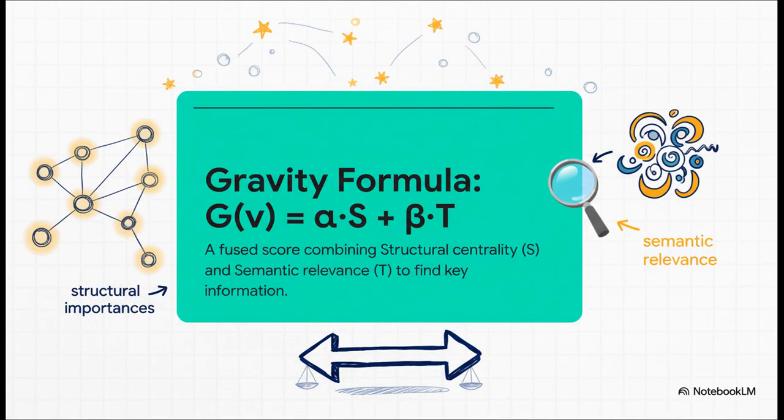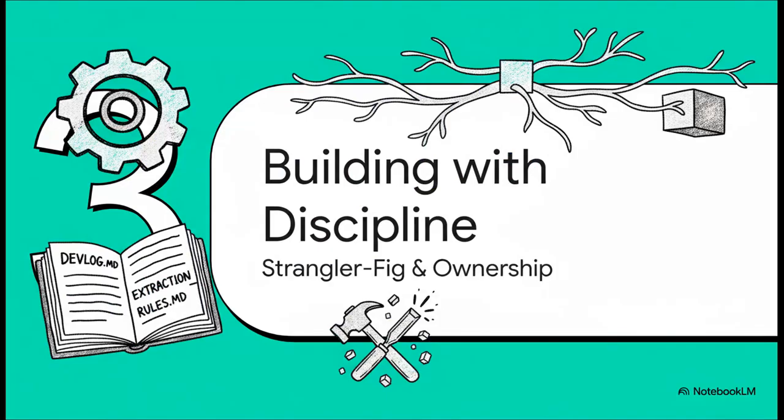So how does it decide what the best evidence is? Well, during that scoring stage, it uses clever equations like this one, the gravity formula. It's basically calculating a score for every bit of information by balancing 2 things: how important it is structurally within the graph, how connected it is, and how relevant it is semantically to your actual question. It's a slick way to find stuff that's both popular and perfectly on topic. An architecture this clean, this logical, it doesn't just happen by accident.